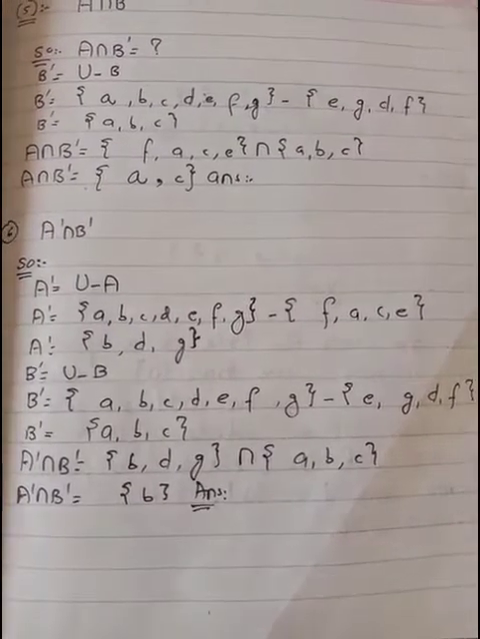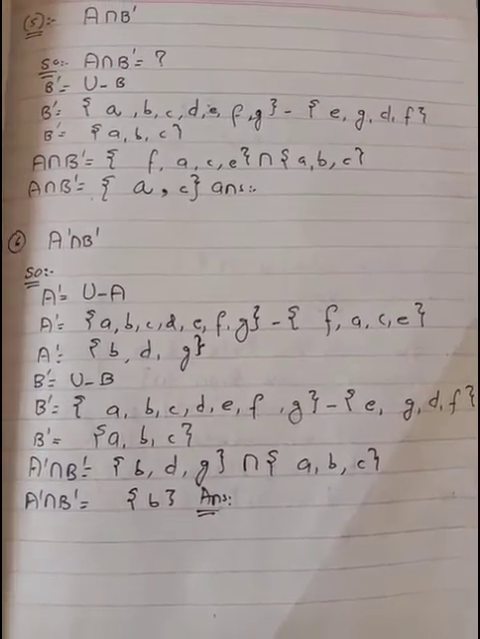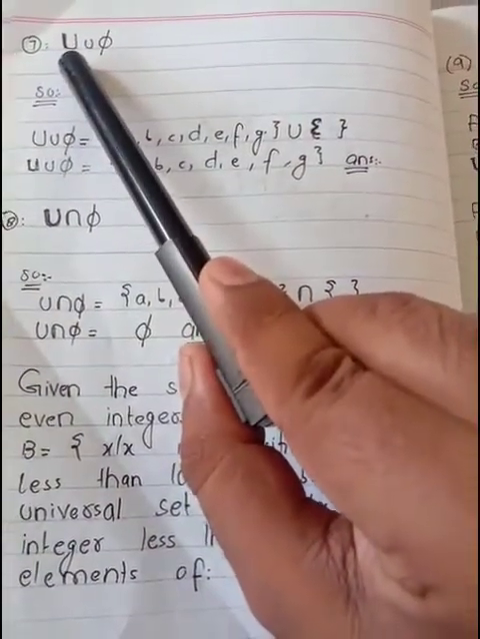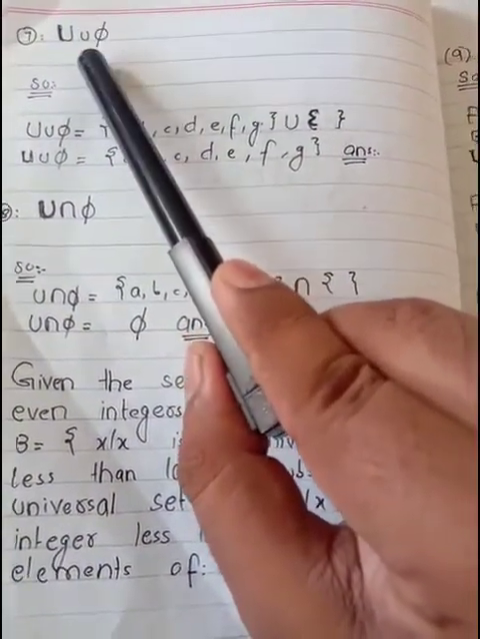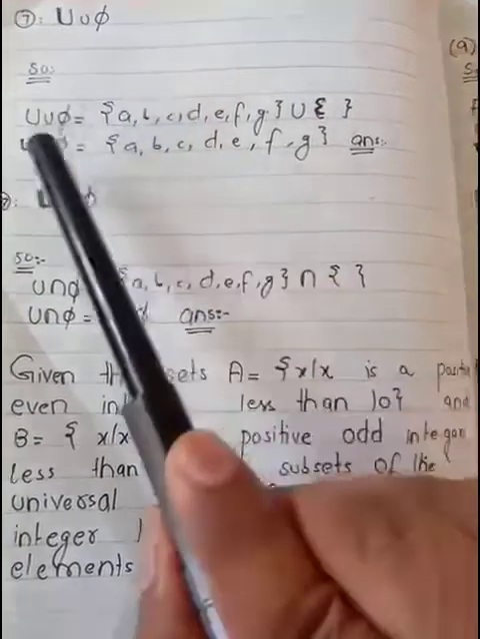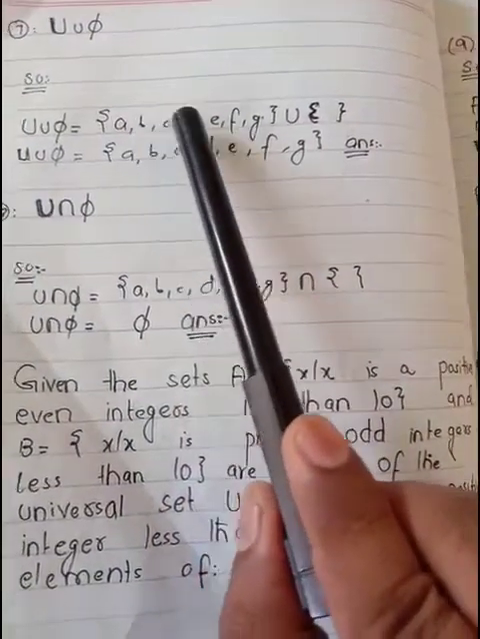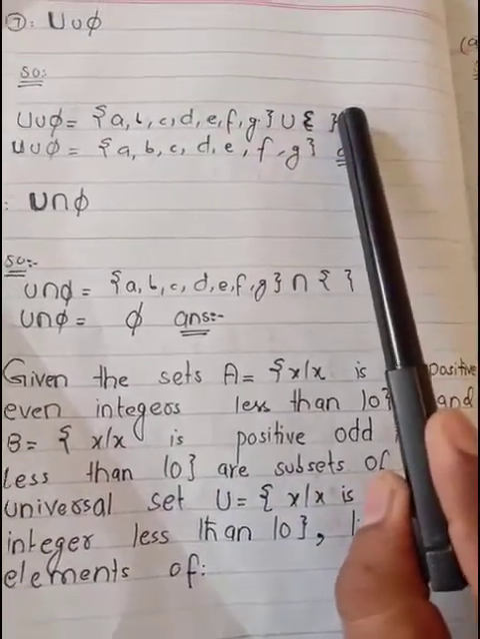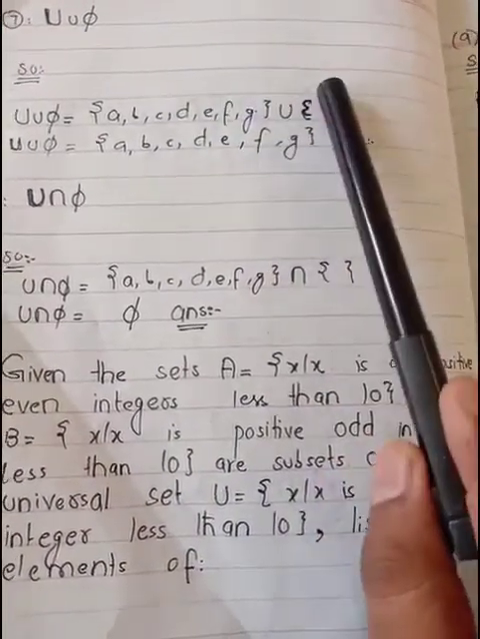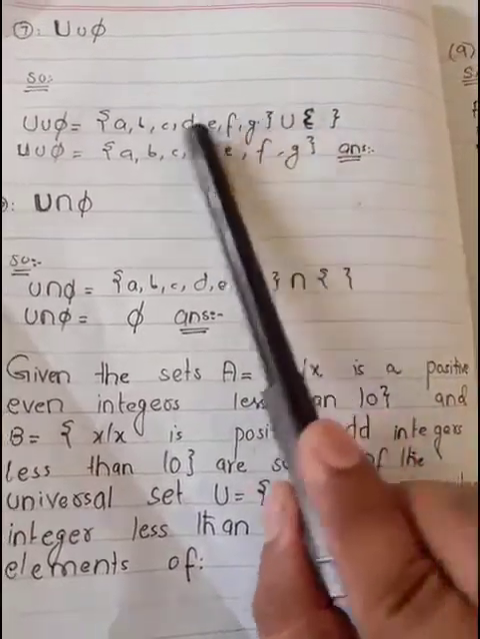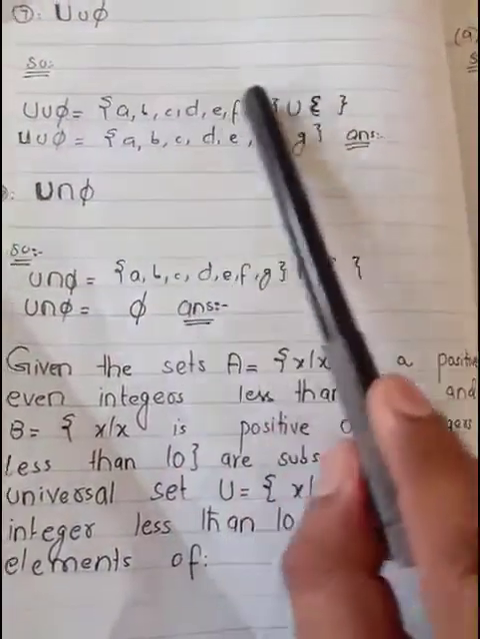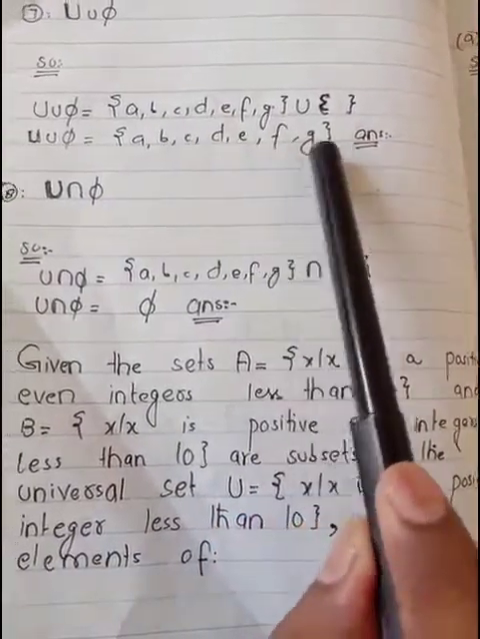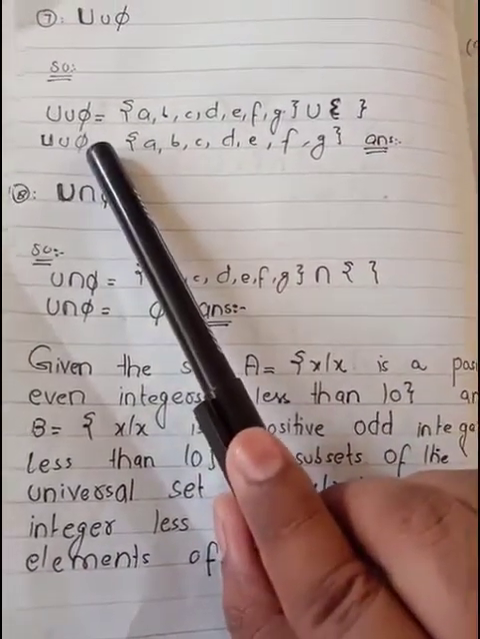Now we are moving toward question number 7. In question number 7 we are given the universal set and we have to find its union with the null set. Our universal set is A, B, C, D, E, F, G, and we have to do union with the empty set or null set. After doing union we get the same universal set, so we get A, B, C, D, E, F, G. This is our answer of question number 7.